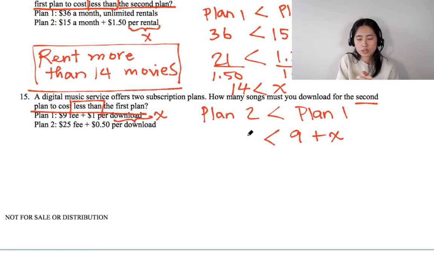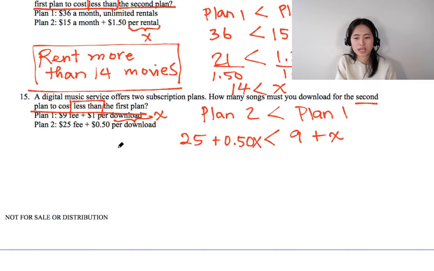And this is going to be 25, right? And this is plus 0.50 per download. Because they're the same download, we can just say it's both x. So 25 minus 9 would be 16. So you're going to have 16 on this side. And then you have 0.50x on the left-hand side.